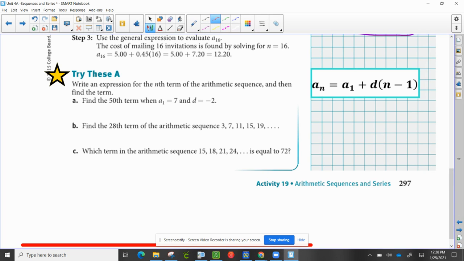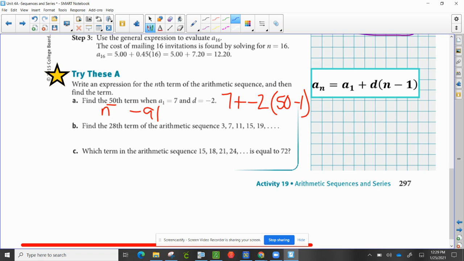Okay, if you did everything right, you should have gotten negative 91. So remember, n is their 50th term, so that's what you plug in for n. So your problem should have been 7 plus negative 2 times 50 minus 1. And just punch that in a calculator, you should get negative 91. Okay, let's look at B. Find the 28th term in the sequence if our sequence goes 3, 7, 11, 15, 19, and so on forever. So find the 28th term for that sequence.